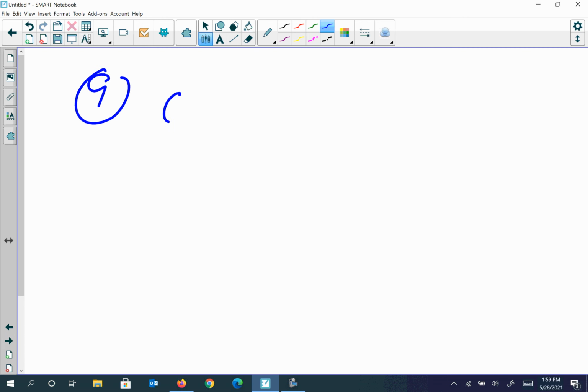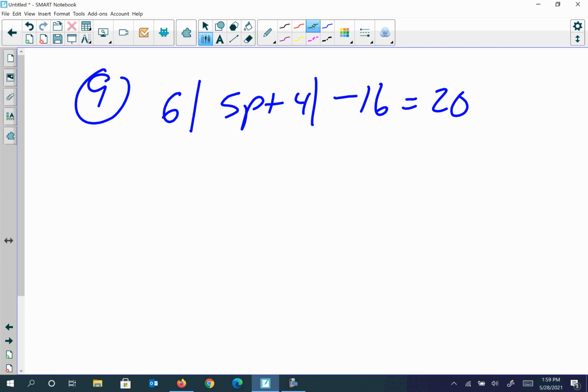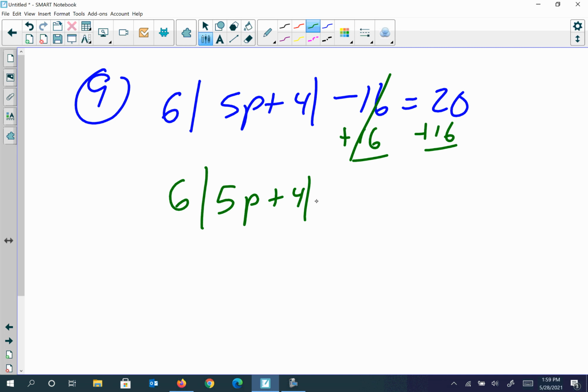Number 9, we have 6. I think that 6 is supposed to be right next to it. It was just probably a typo on our part. All right, so we're going to go ahead and add 16 on both sides. Notice I keep the absolute value the same. 6 absolute value of 5p plus 4, excuse me, not parentheses, equals 36. Divide both sides by 6.